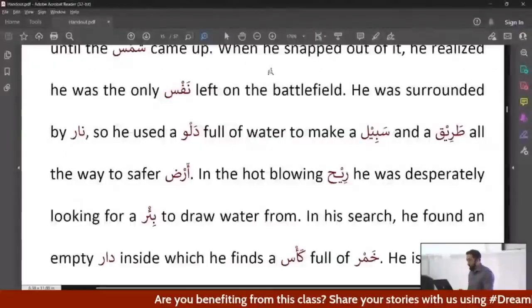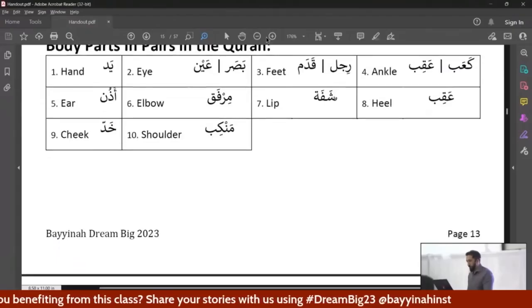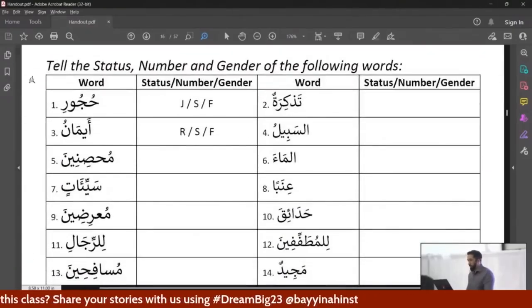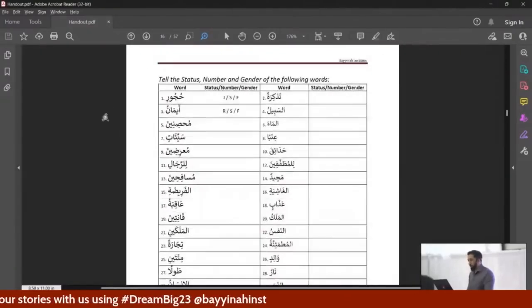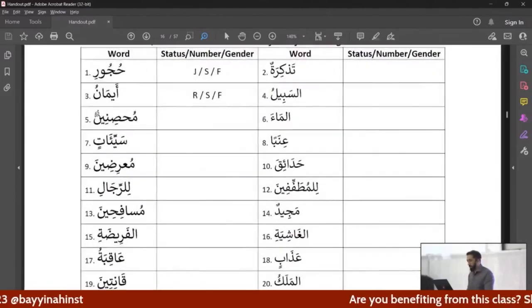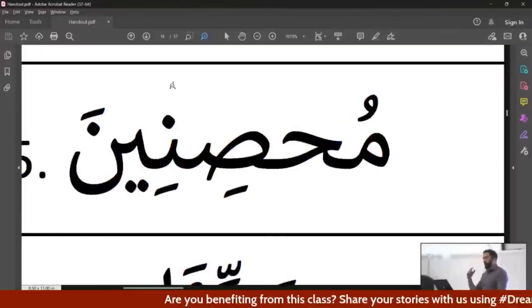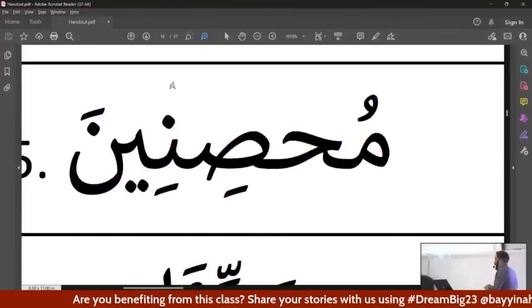Now let's look at if we can identify. I'm going to help you for the first. Actually, the first one's already done for you, so I'm not going to help you. I'll come to those at the end. Let's go to number 5, muhsinin. I want you to give me the status, number, and gender for muhsinin.